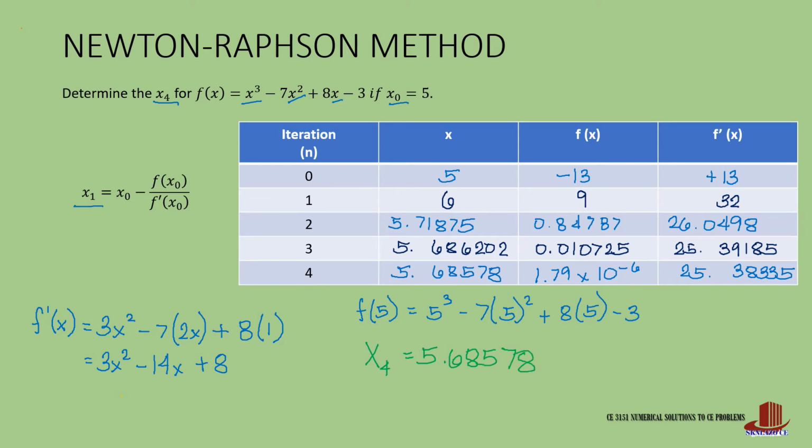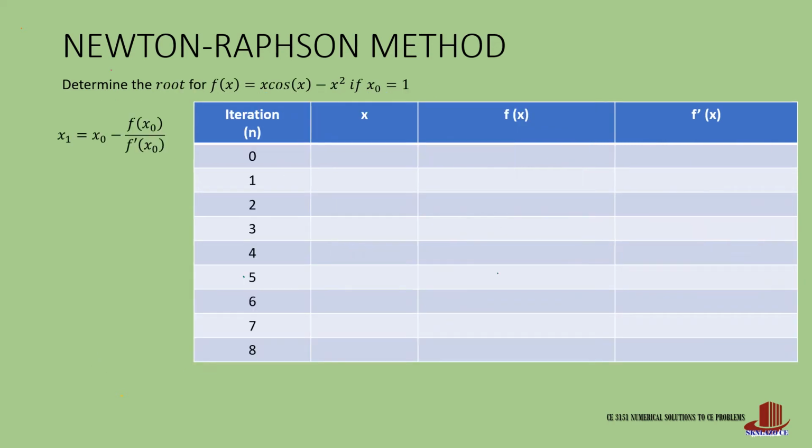Just in case we are going to work on our iteration, take note that what you're going to check would be f of x, whereby it's supposed to be near or close to 0. Let's check the next example.